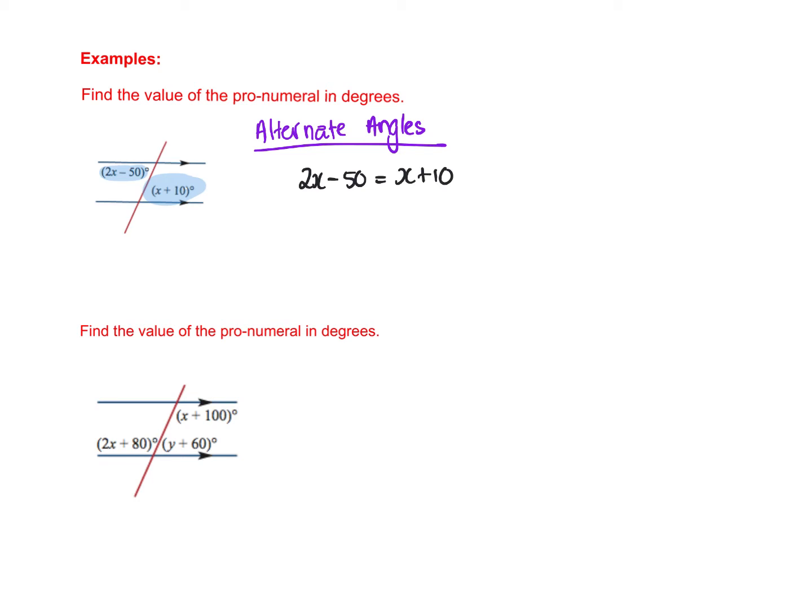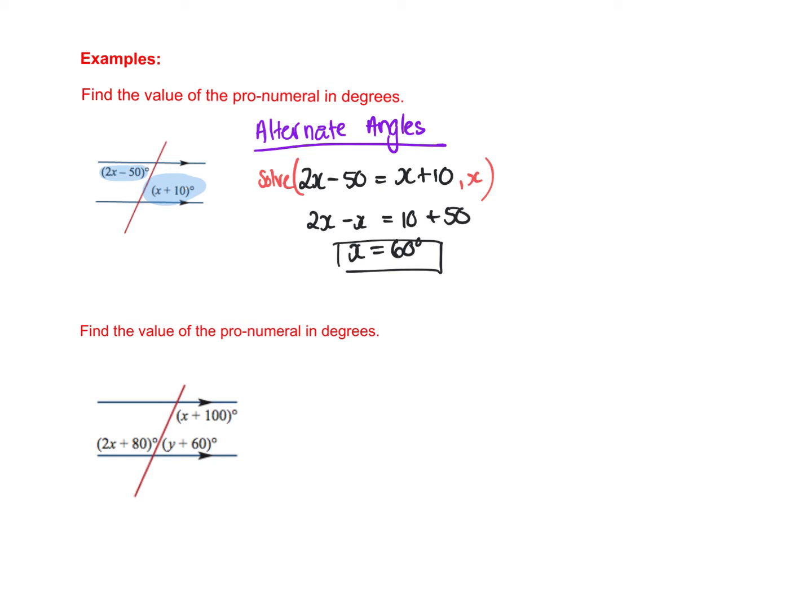If you are not good at your algebra, you can always, by this stage, pop that in your calculator and go solve if you like. Otherwise, I can bring the x's on one side and I'm going to bring the 50 on the other. So I get x equals 60 degrees. Okay, but solve will get you there. You just need to know that they are equal to each other.